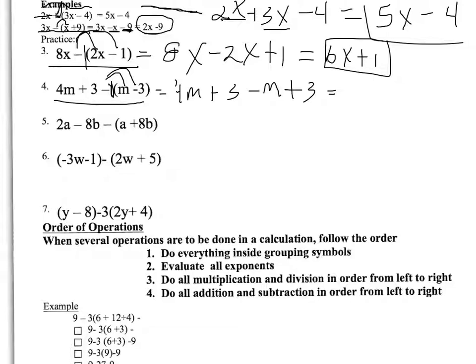We combine our like terms, our m's. 4m minus m. It's going to give us 3m. 3 plus 3, that's 6. So we have plus 6. And that is what we're looking at right there.